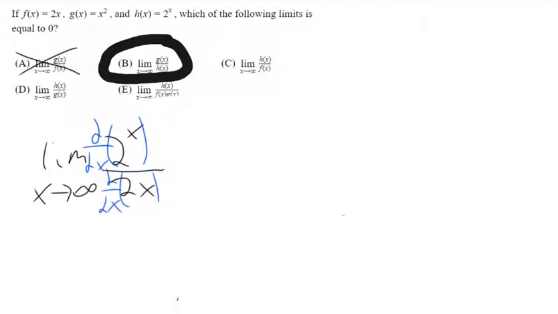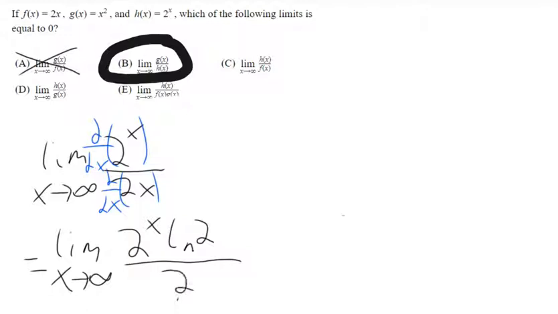This is going to be equal to the limit as x goes to infinity of, on the top, derivative of 2 to the x is going to give me 2 to the x, natural log of 2. And on the bottom, derivative of 2x is going to give me 2. This time we have 2 to the x in the numerator. This goes to infinity as x goes to infinity. But on the bottom, 2 is always 2. So we have big over small, which goes to infinity. So we know that this limit goes to infinity.